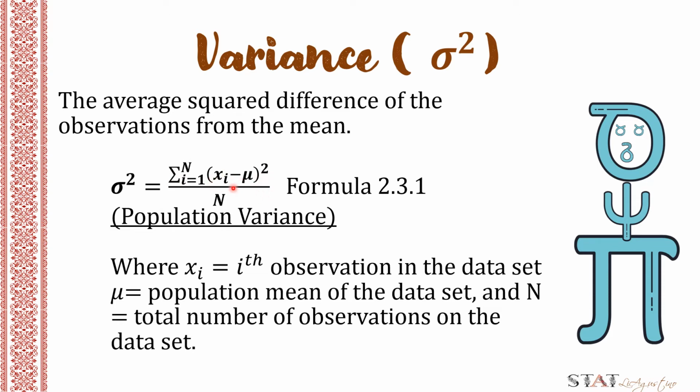The deviation, you can see here, is a deviation from the mean. One observation is subtracted from the mean, and then squared. That becomes the variance, divided by n, where xi is the ith observation in the data set, mu is the population mean of the data set, and n is the total number of observations in the data set, or the population size. So this is our second measure of dispersion, the variance.